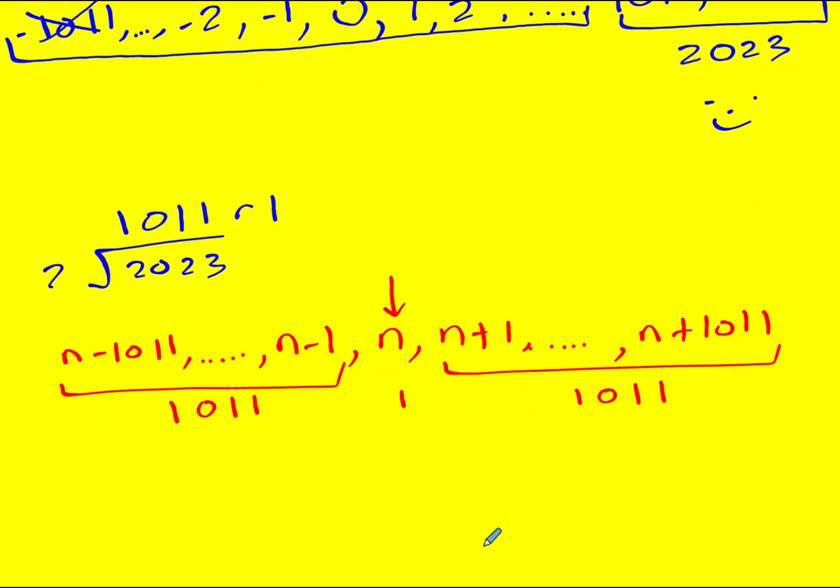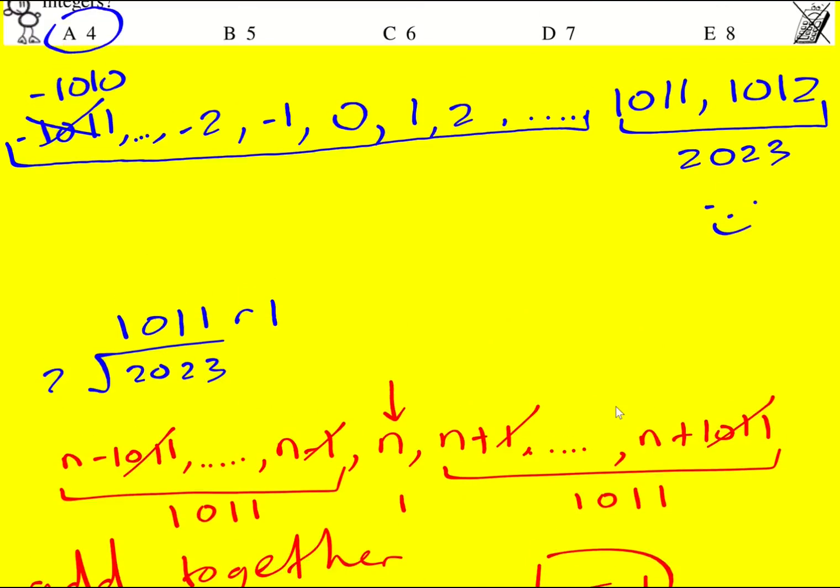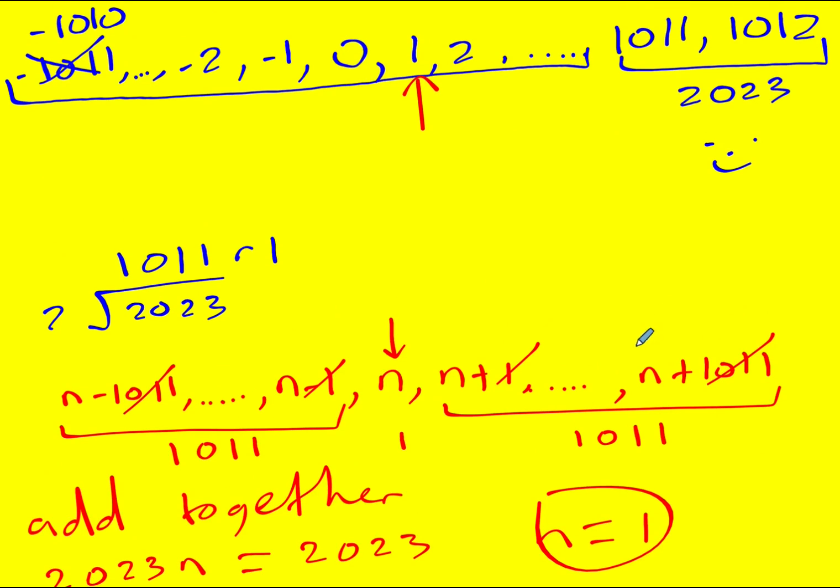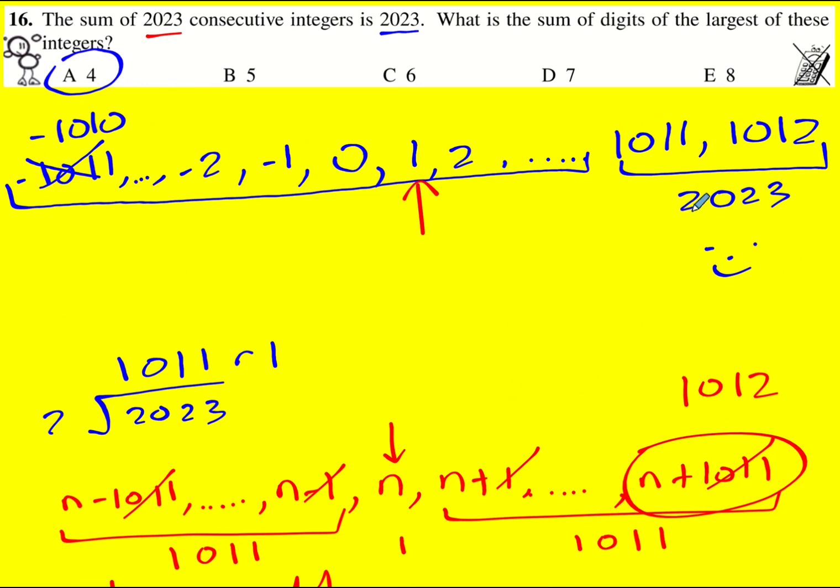Now I'm going to add these up, add them all together. Now the numbers are just cancelling as we add them up. So we're just going to be left with 2023 lots of n. And we know that the sum is 2023, which gives us the middle number. The middle number must be 1. I didn't really talk about that with this approach here. Okay, it didn't come into it, but it comes into it here. So we see the final number is actually going to be 1 plus 1011, which is 1012. And this different approach has got us that, and the digit sum is going to be 4 that way.